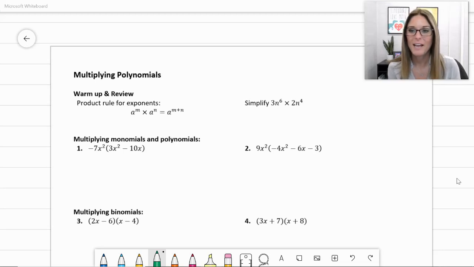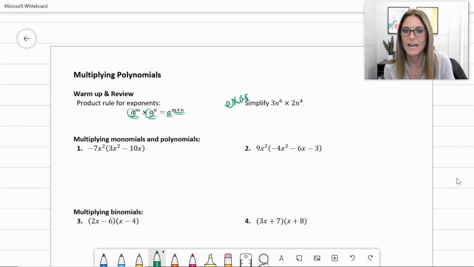So now we're going to multiply our polynomials together. Before we do that, I do want to review some of our exponent rules. When you have a to the m times a to the n, as long as the bases are the same, you can combine that, keep the same base, a, and add those exponents together. I've got an example here to the side.